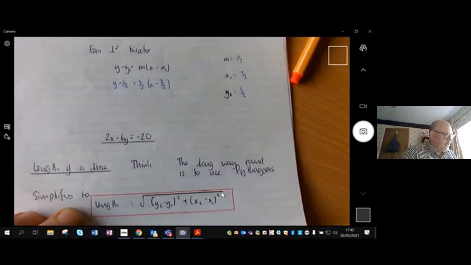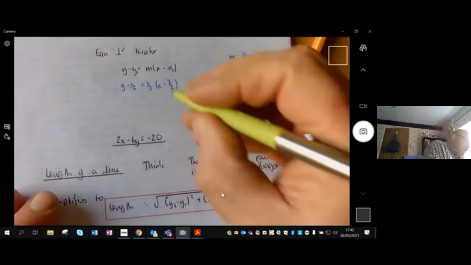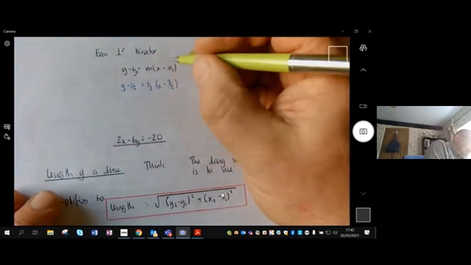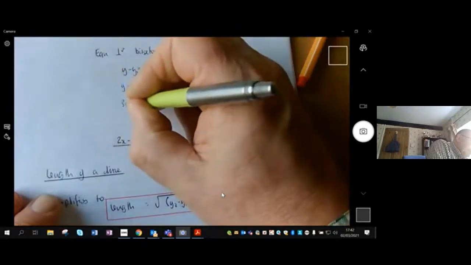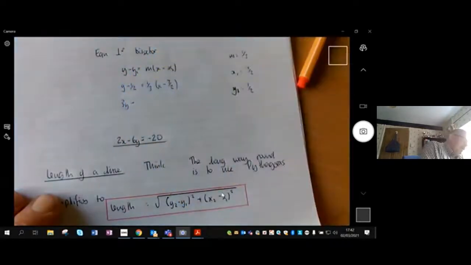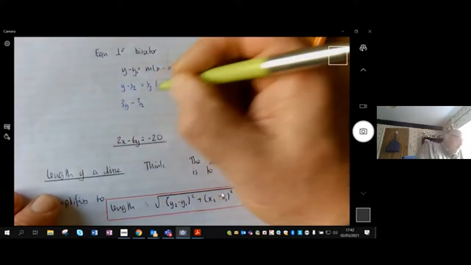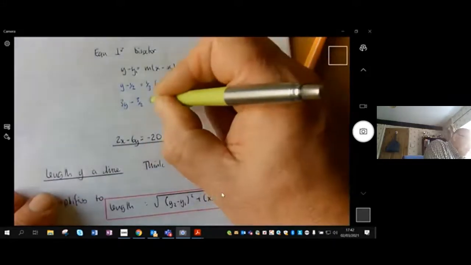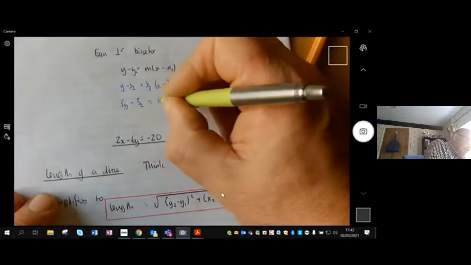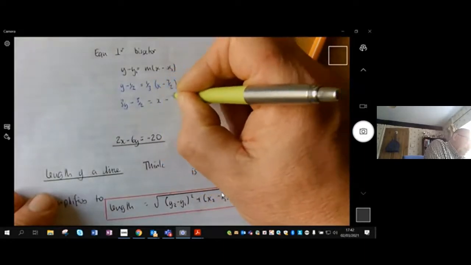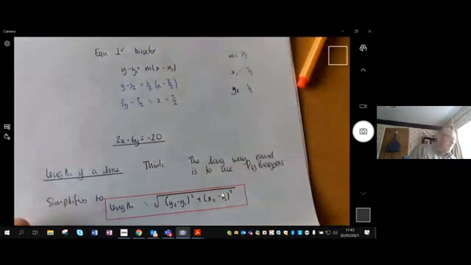I think I've got my answer wrong again. Never mind. So 3y minus 3 over 2 equals x minus 7 over 2.